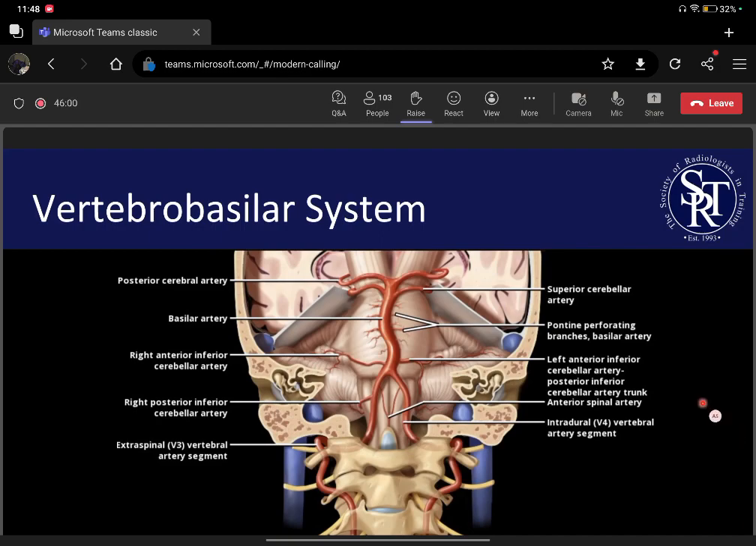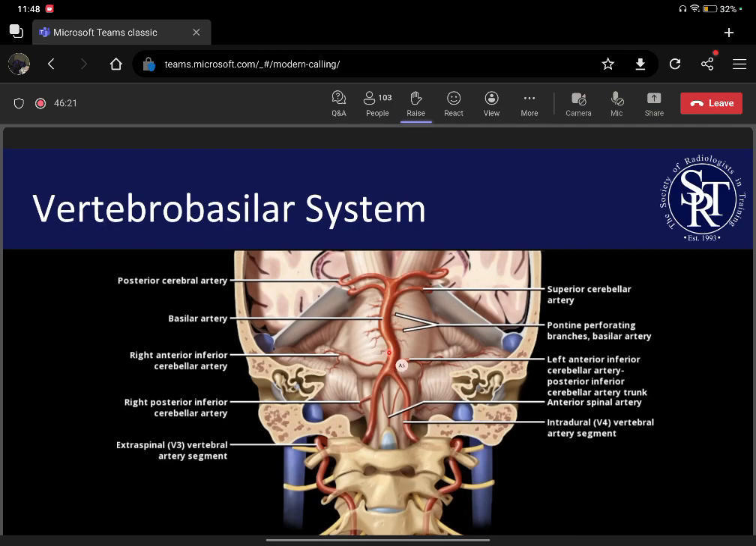So here's another diagrammatic representation of this. We can see our two vertebral arteries coming up to join the basilar, but just before they do this, typically from the vertebral artery, we have this branch here. This is our posterior inferior cerebellar artery. And then our vertebral arteries join to form the basilar.